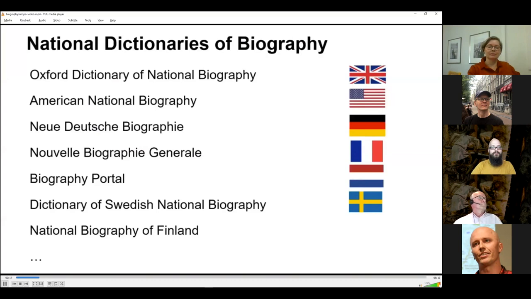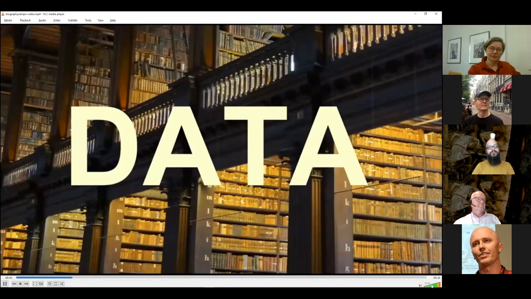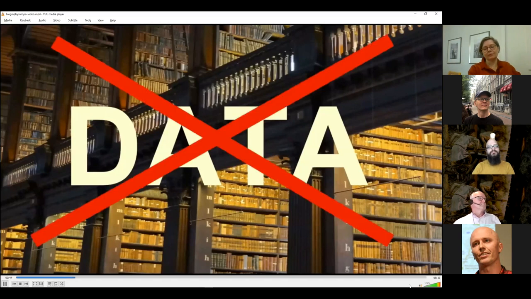Biographical dictionaries are scholarly resources used by the public and by the academic community alike. Their biographies usually combine a lengthy text with a supplement of basic facts, such as family, education, works, and so on. Biographies are an invaluable information source for researchers of history, but are available only as text for human readers and not as data for digital humanities applications.